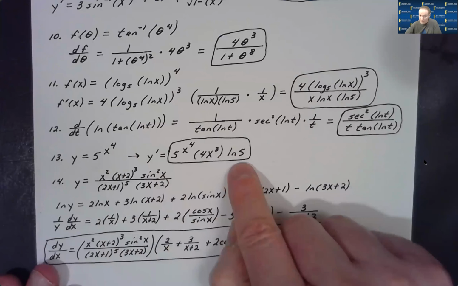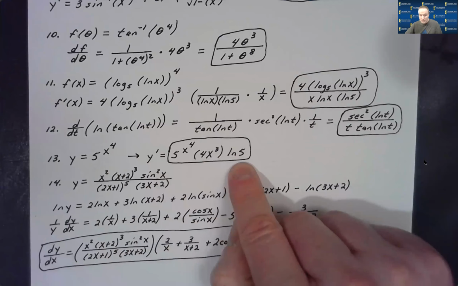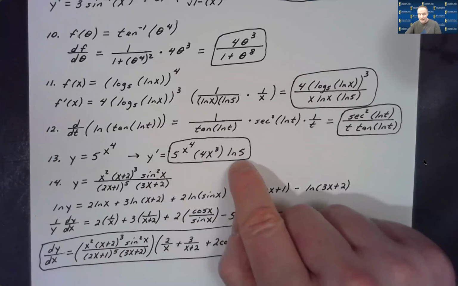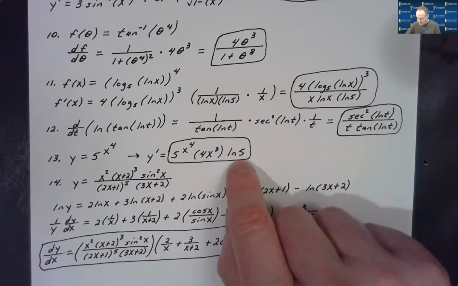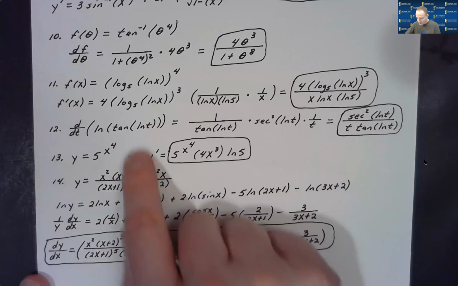In this case, I have to put natural log of 5 because that's not just a factor of 1 like the natural log of e would be. So that would be my final answer there.